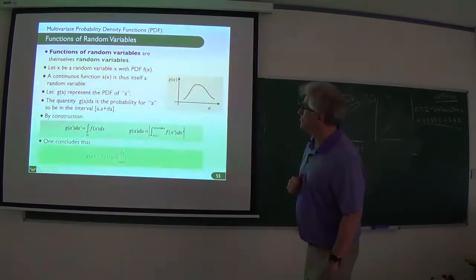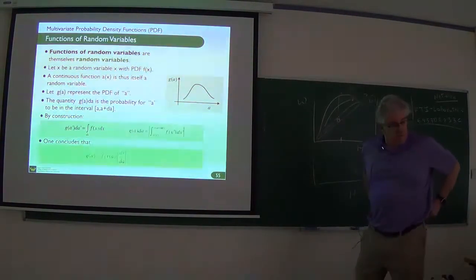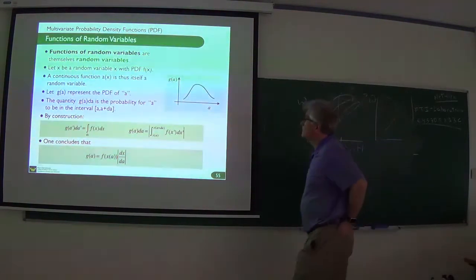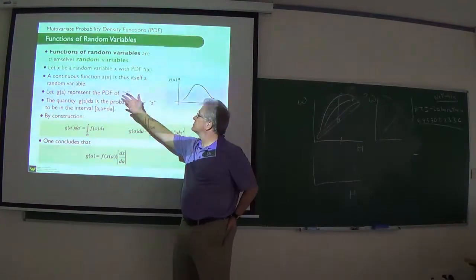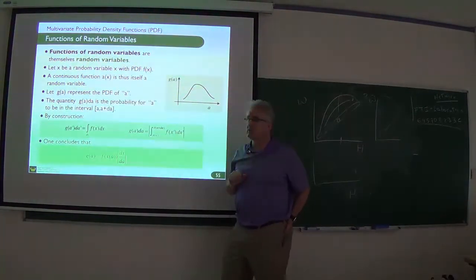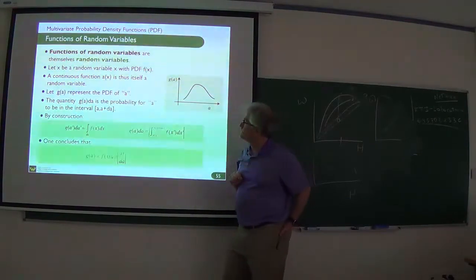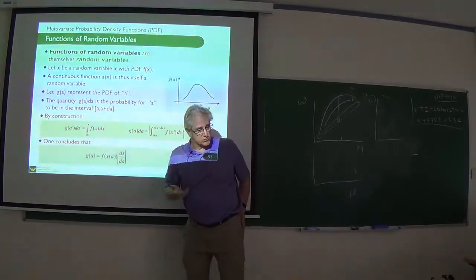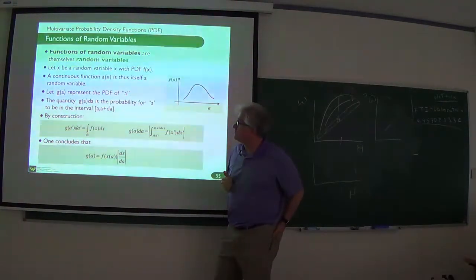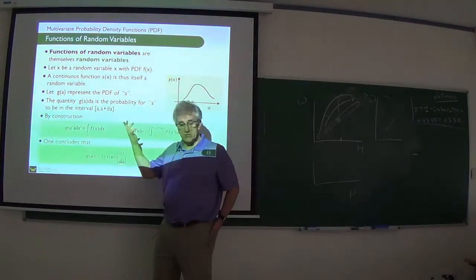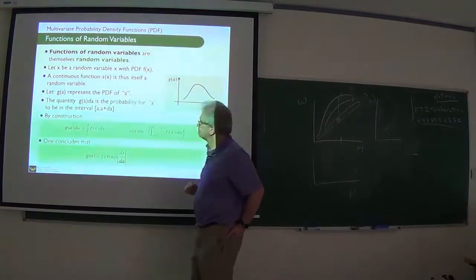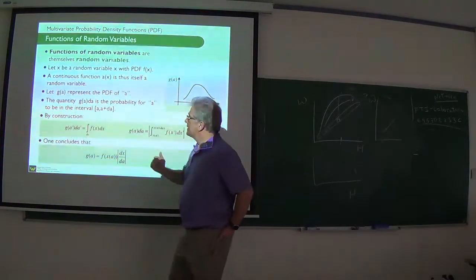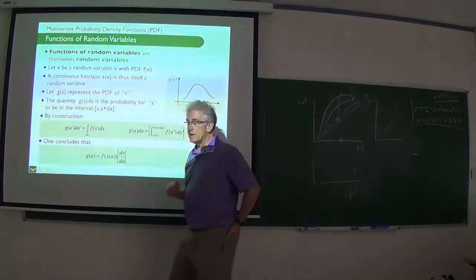Let's get back now to the notion of functions of random variables. I measure x. It has a certain PDF of x, and now I want to connect x to some other variable or observable a. So I have some function a of x. If x is a random variable, a is also a random variable, and I will call g of a the PDF of a.